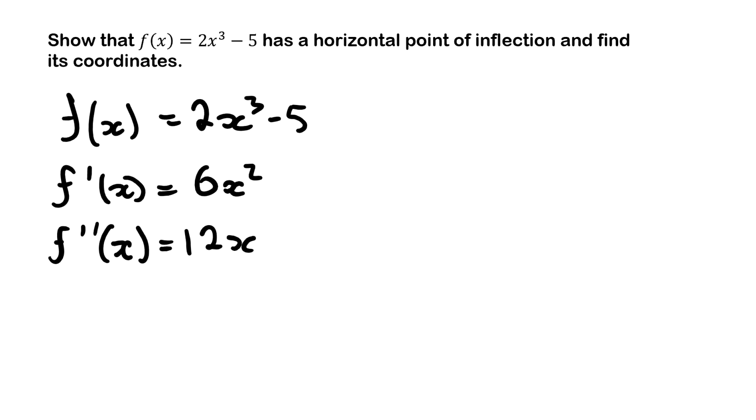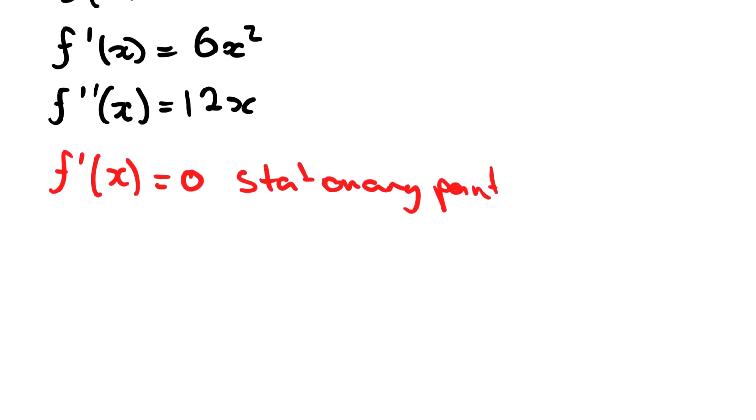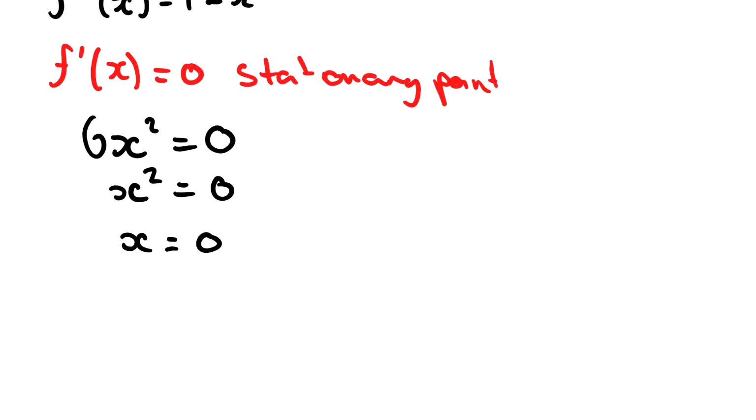We're going to go back to focus on the first derivative because we always need to find our stationary points first. So let's go ahead and do that. We're saying that 6x squared must equal 0. We can divide by 6, but 0 divided by 6 is still 0. Then we can square root both sides and we get 0. So we know there's a stationary point when x equals 0.